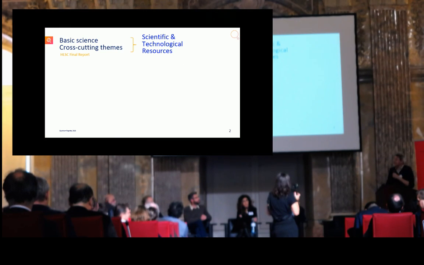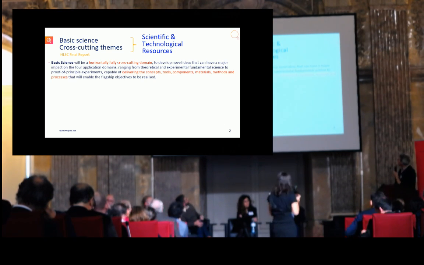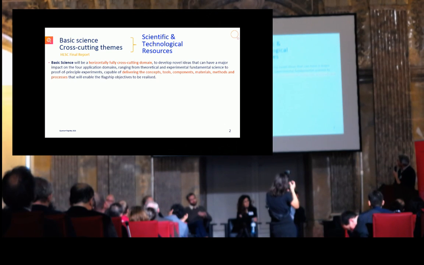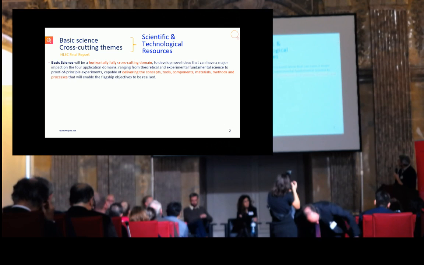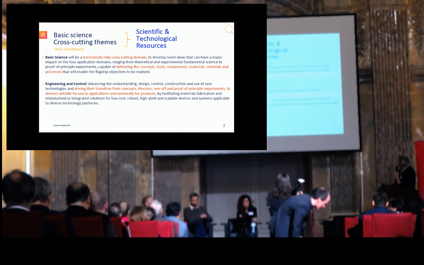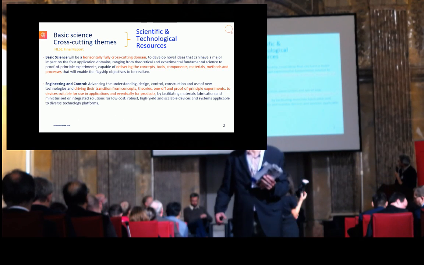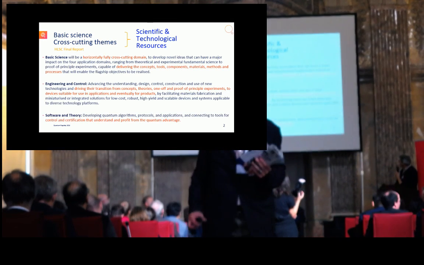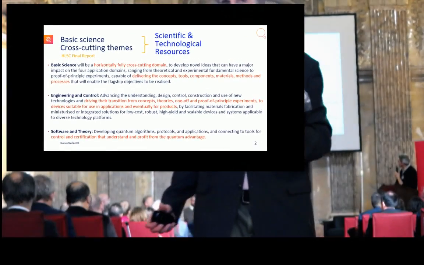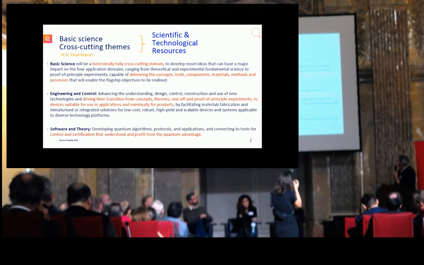So why introduce these scientific and technological resources? Actually, I'm coordinating a mini flagship. First, a little reminder of what they are in the current SRA, which was designed by the high-level scientific report. We have basic research: a horizontal, fully cross-cutting domain, delivering concepts, tools, components. Then engineering and control, driving the transition from concept to experiments and devices suitable for applications. And software and theory, including control certification, to understand and profit from the quantum advantage. This is how they were defined by the high-level steering committee.